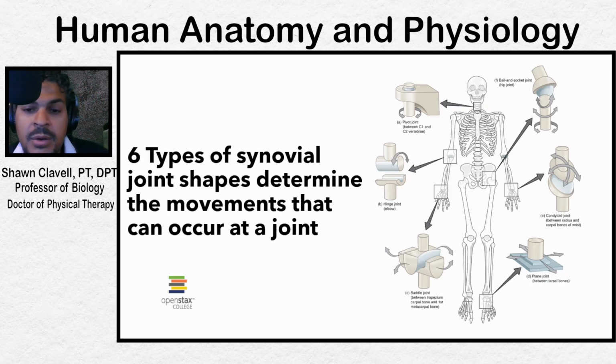And so there are the six types of synovial joints, again, determined by the structure, which allows for the different movement to occur. So again, I encourage you to take a look at these and see how they relate to the different movements associated with the body.